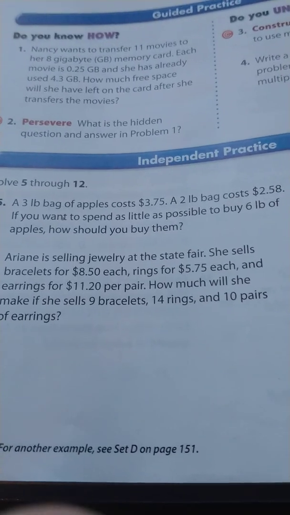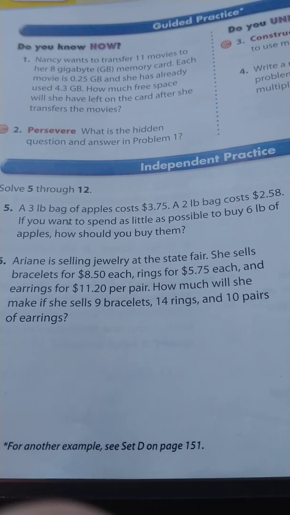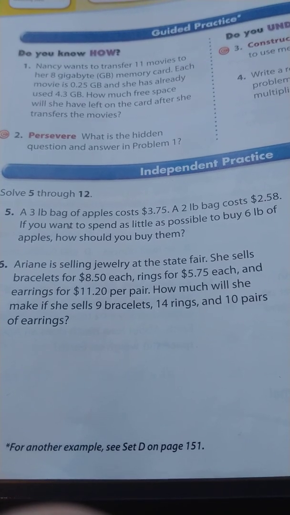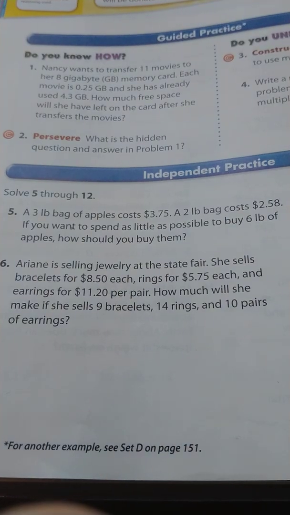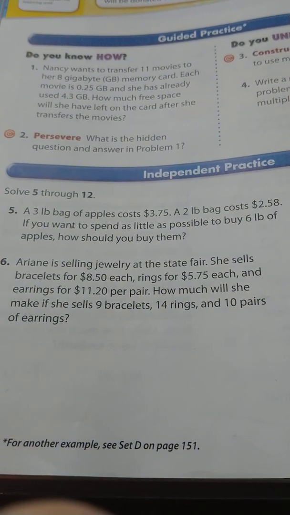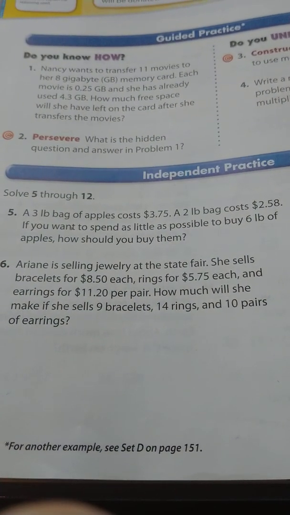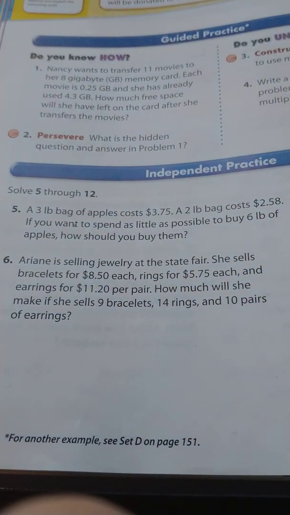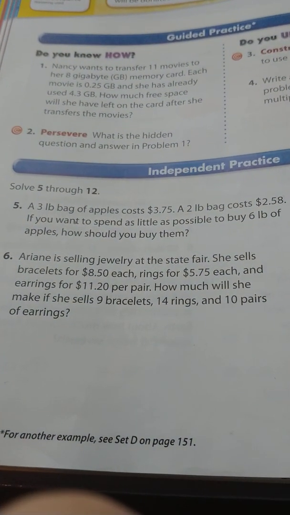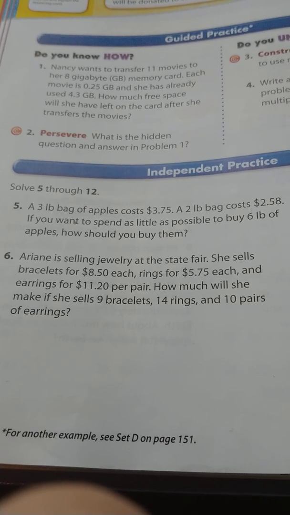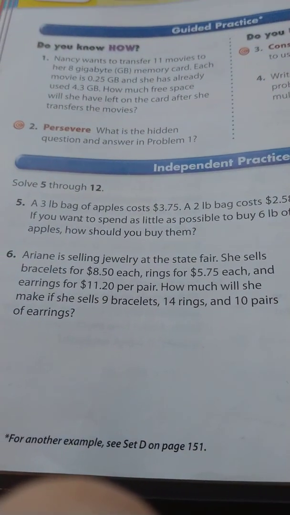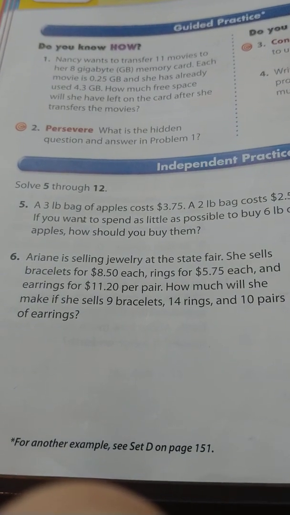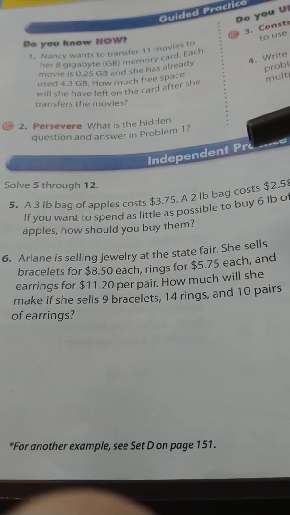Ariana is selling jewelry at the state fair. She sells bracelets for $8.50 each, rings for $5.75 each, and earrings for $11.20 per pair. How much will she make if she sells 9 bracelets, 14 rings, and 10 pairs of earrings? Alrighty. Kind of a pain problem just because there are quite a few things you need to figure out, but pretty simple and straightforward.